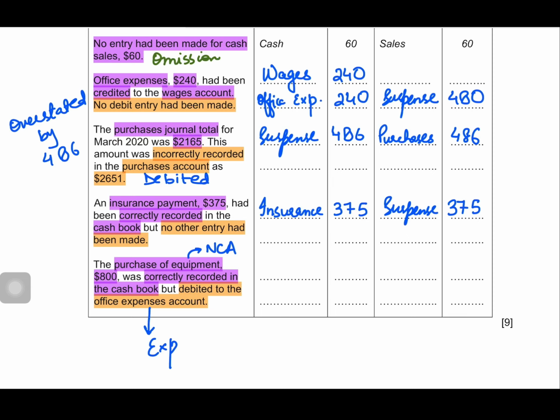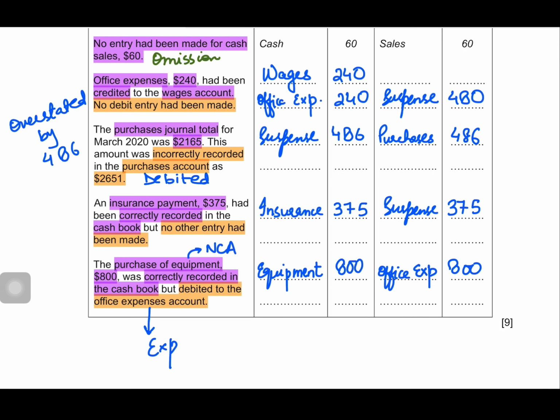So instead of debiting the equipment account, I debited my office expenses account. First of all, I have to remove this error from my office expenses account by crediting it. The amount is 800, and since equipment has not been debited at all, equipment will now be debited to record the transaction as it should have been recorded.